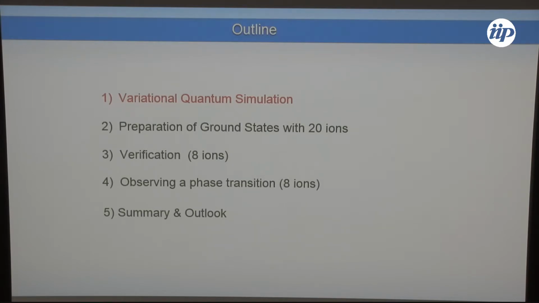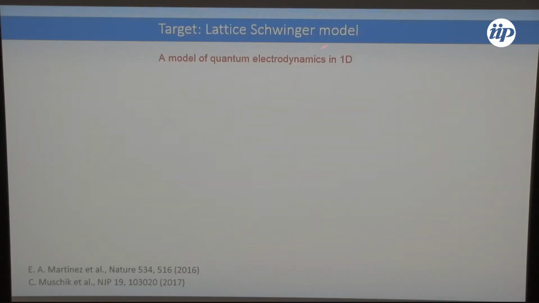Okay, so that's the idea of variational quantum simulation. I'll show you now the preparation of ground states of a spin model with 20 ions. The target that we choose is the Schwinger model, which is a model of quantum electrodynamics in one dimension. Here we discretize a 1D universe, so there are sites where there can be electrons or positrons.